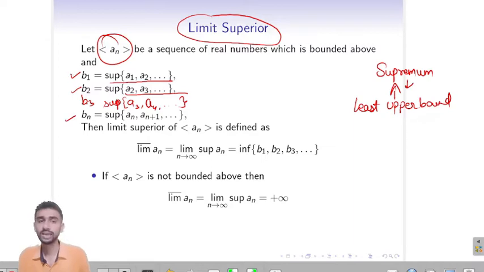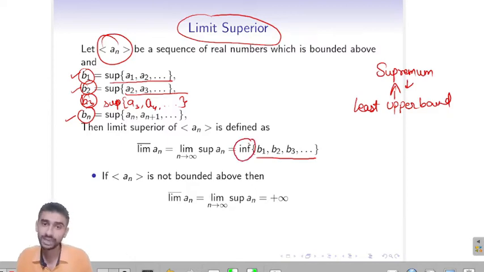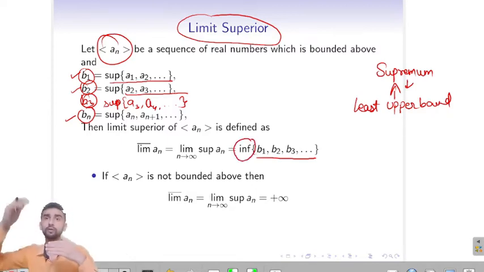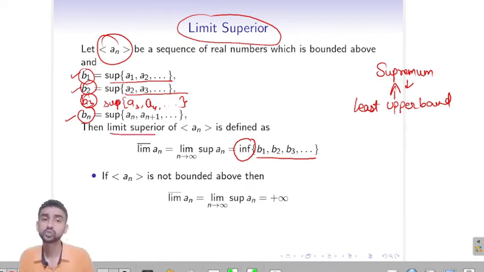Now I'll again have a sequence of b1, b2, b3 and so on. This is another sequence. Now out of this sequence, all of these are superiors, hai na? All of these are supremums. Now take the least supremum, the infimum of all the supremums. This will be called the limit superior. Means all of these are superior, but I will take the limit of that. The lowest limit of the superiors is called LimSup or limit superior.